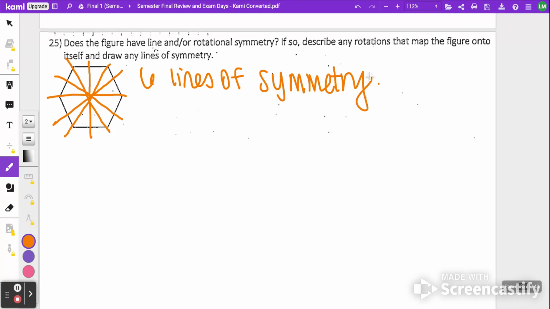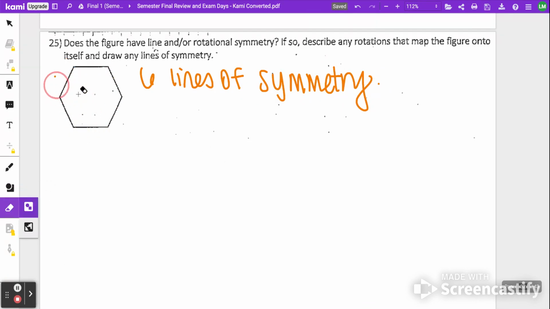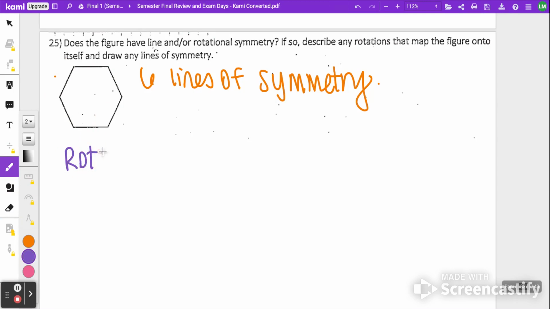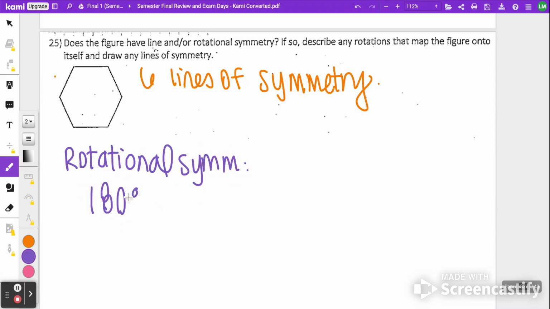Okay. And one thing we can talk about for rotational symmetry is that when you rotate this figure, it has to be 180 degrees or less. I know that for the rotational symmetry, I can do a 180 degree rotation just because that'd be flipping it upside down. But another thing I could do is think about how many sides there are and then use that to determine how many degrees I would have.